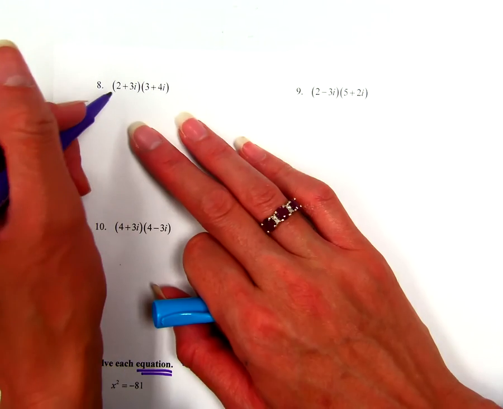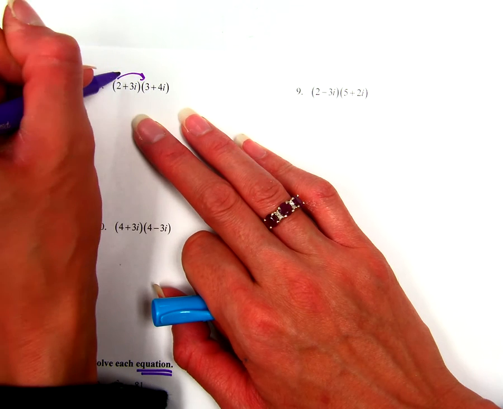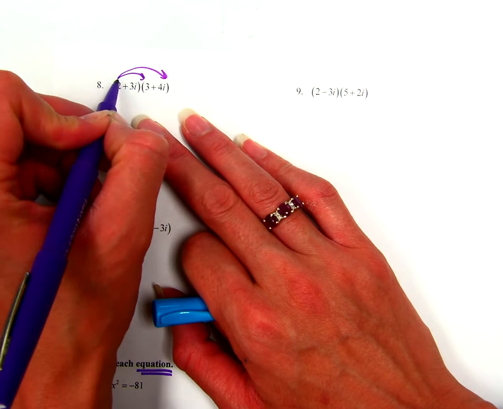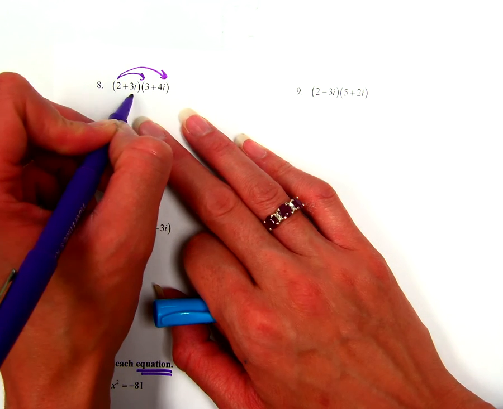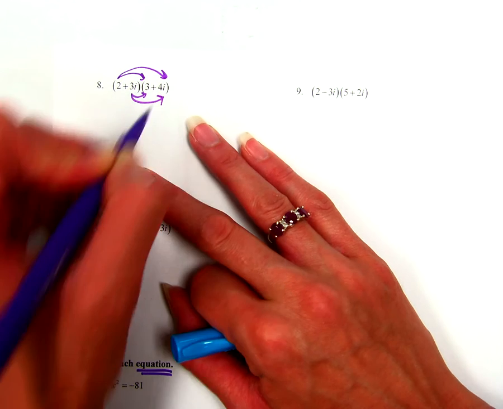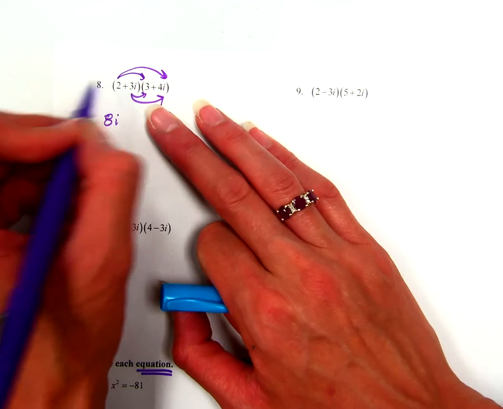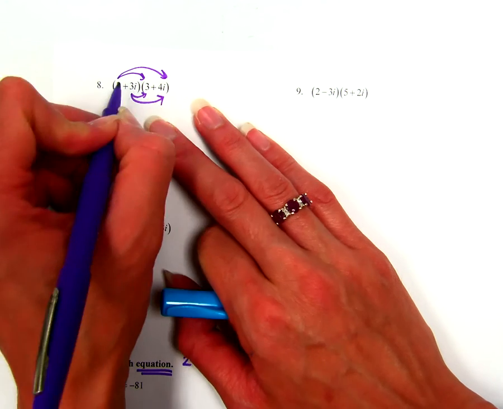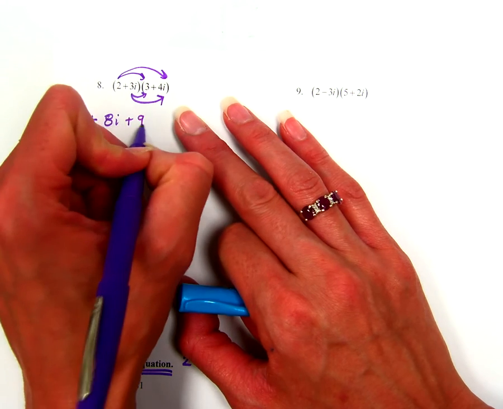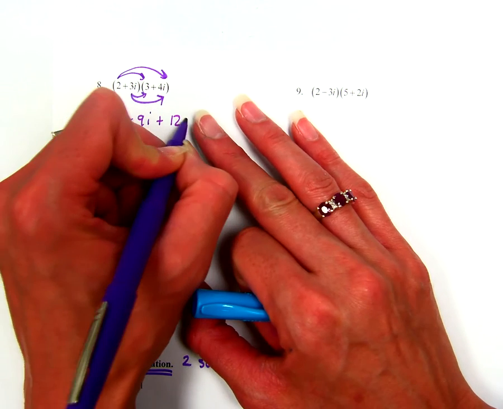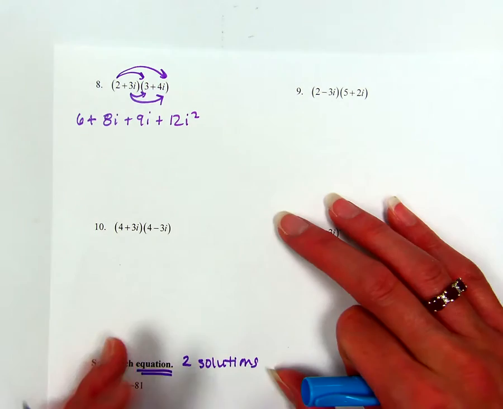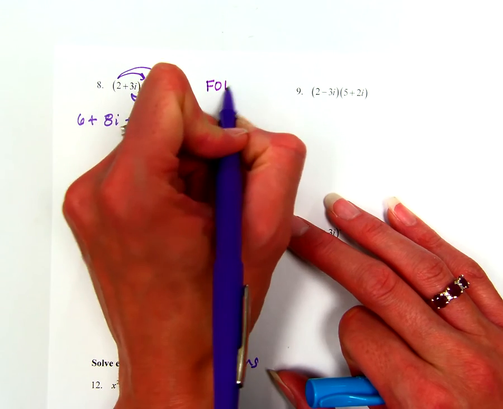So the easiest way to do this is to think of double distributing. So I'm going to do first times first, outer times outer, inner times inner, and last times last. So 2 times 4i is 8i. Sorry, 2 times 3 is 6. Then I've got 8i. Then I have 9i. And then I have plus 12i squared. Right? You can think of it as double distributing or the FOIL method.